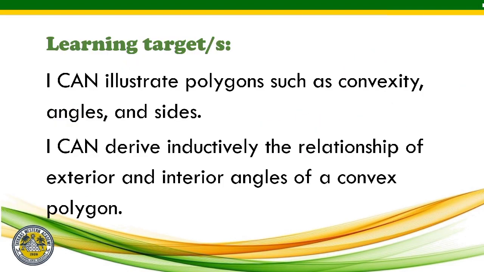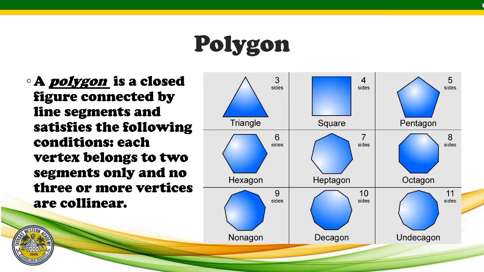At the end of the lesson, you can illustrate polygons such as convexity, angles, and sides, and you can derive inductively the relationship of exterior and interior angles of a convex polygon. I have these figures wherein you would notice a triangle with 3 sides, a square with 4 sides, a pentagon with 5 sides, a hexagon with 6 sides, a heptagon with 7 sides, an octagon with 8 sides, a nonagon with 9 sides, a decagon with 10 sides, and an undecagon with 11 sides. So these are what we call polygons.